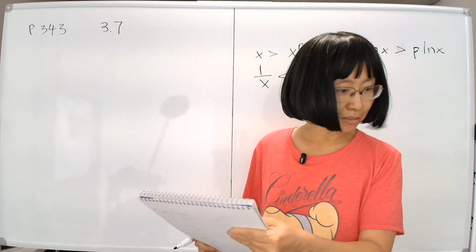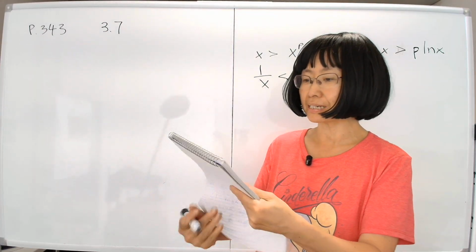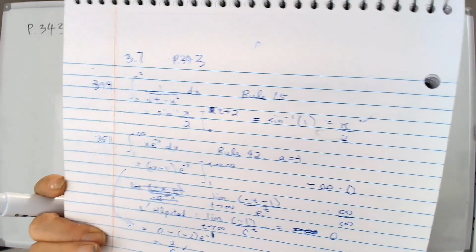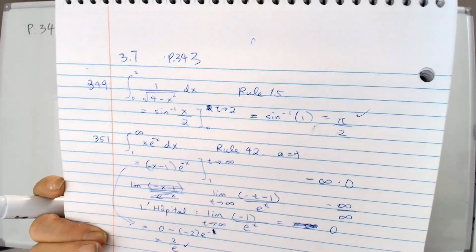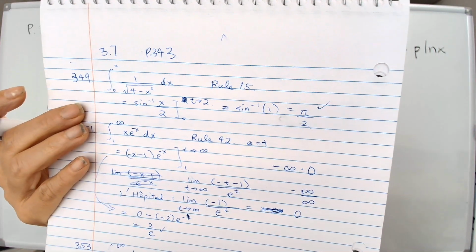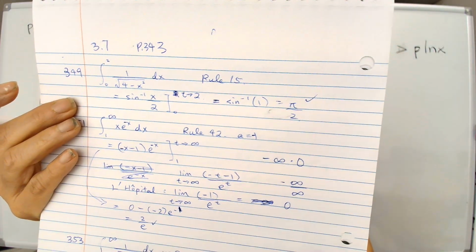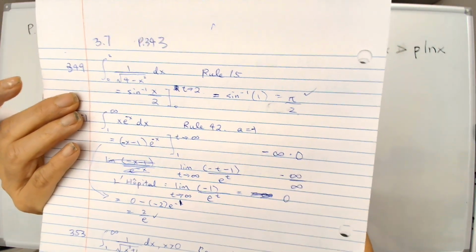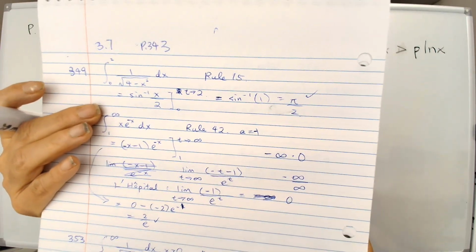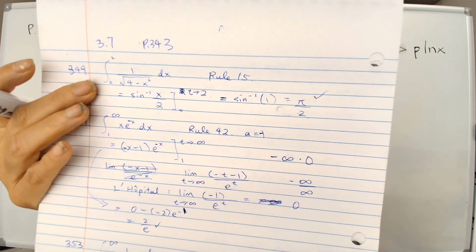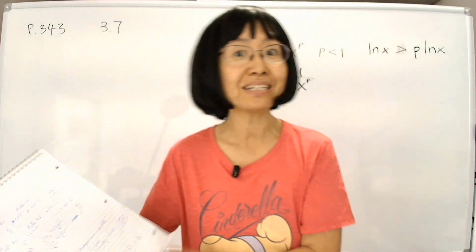First one, I want to talk about problem 349, which is a direct application of Rule 15 in the appendix on page 700, where the integral of 1 over the square root of a squared minus x squared, in this case a equal to 2, is simply the inverse sine, also called arc sine, of x over 2. You apply it from 0, which is just 0, and then you let t approach 2, which gives 1. And then inverse sine of 1 is pi over 2, and you're done with this, piece of cake.